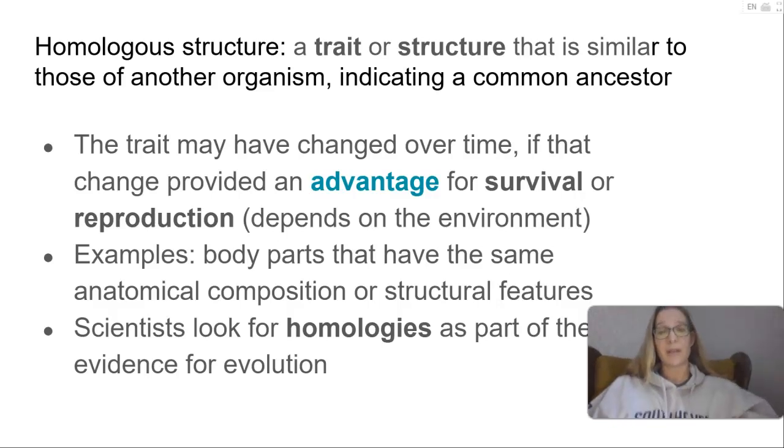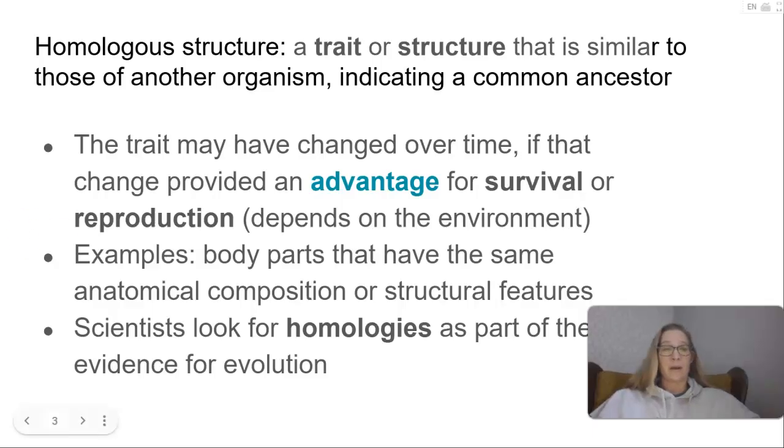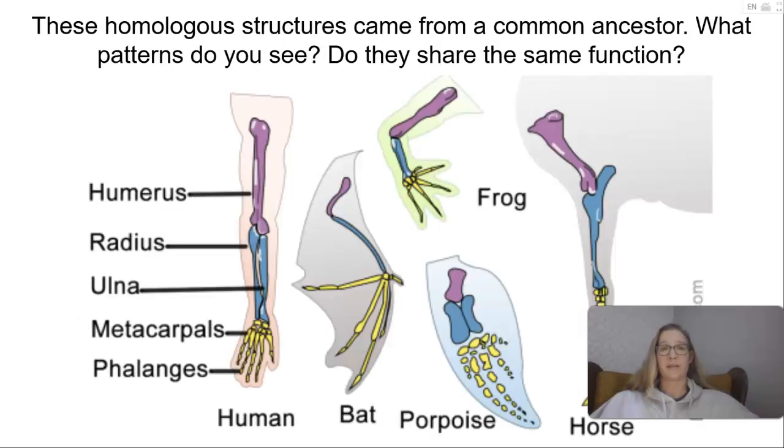So whether these traits are advantageous, whether they're good or bad for survival or reproduction, is going to depend on the environment. Okay, we'll look at a few different examples of that later on in the semester. But some examples of a homologous structure might be body parts that have the same anatomical composition, right, the same anatomy or structural features. Now, scientists look for these homologies or these similarities as part of the evidence for evolution. So let's take a look at these.